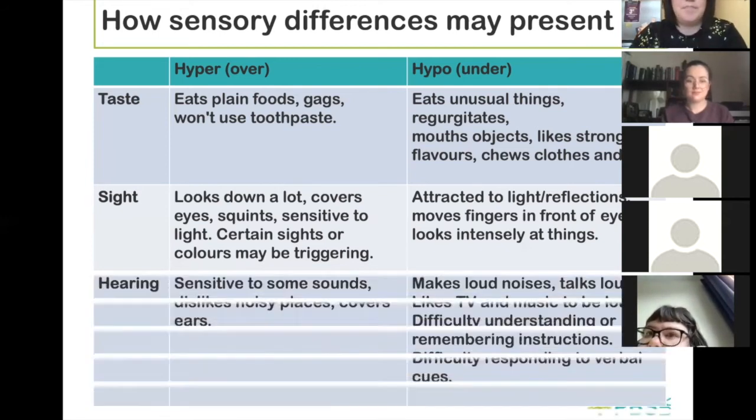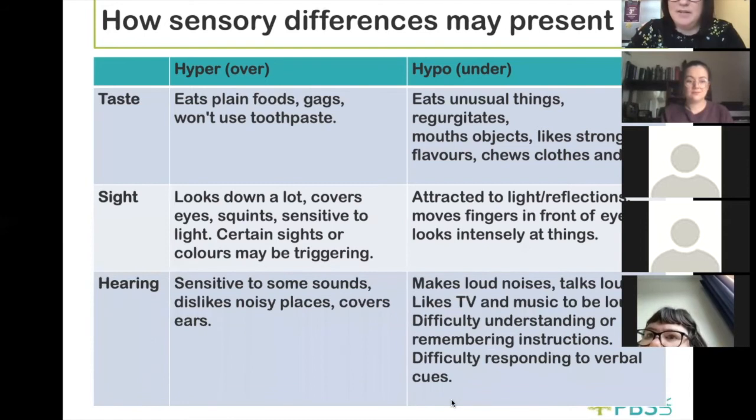And in relation to hearing, obviously if you're oversensitive, that's where you've got people who are going to block their ears. They're going to be needing to wear their ear protectors potentially in some situations.